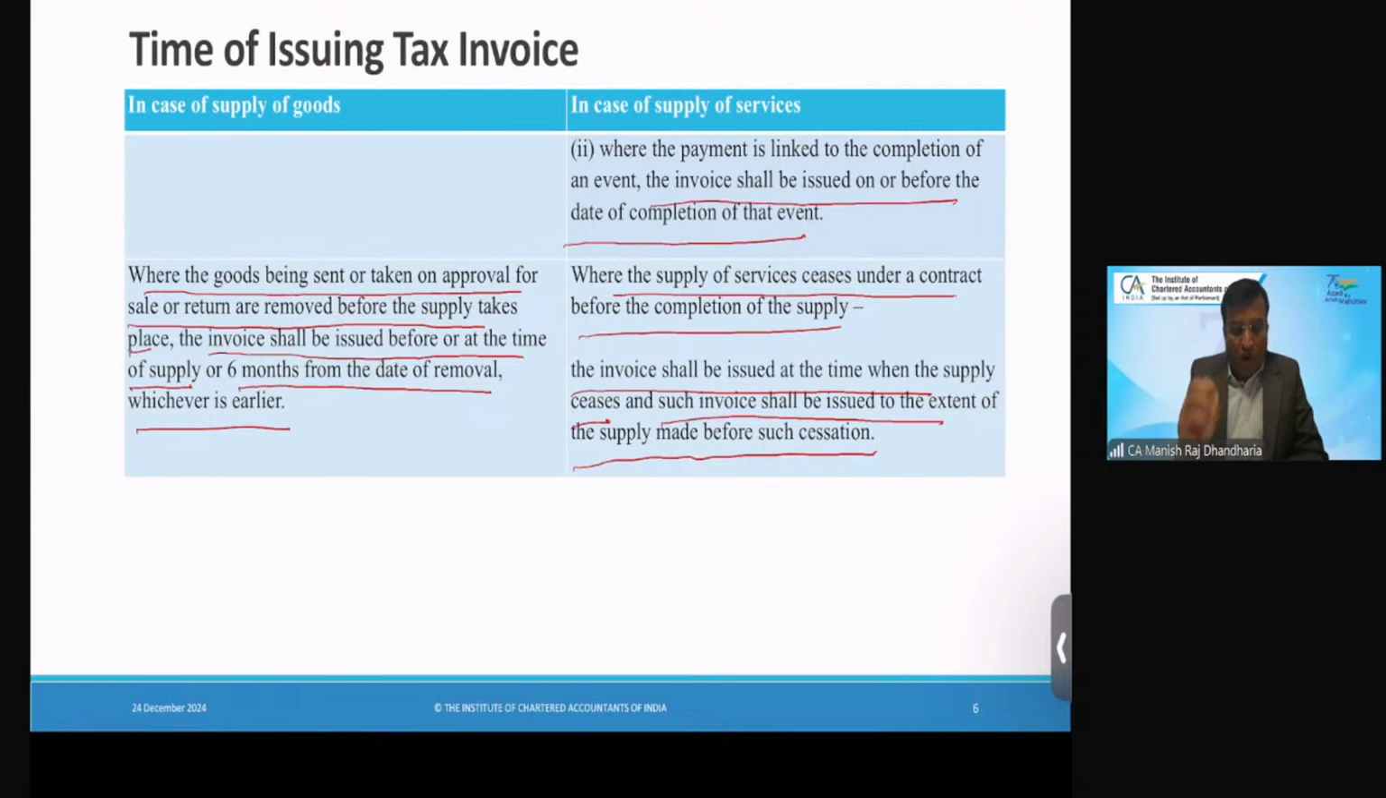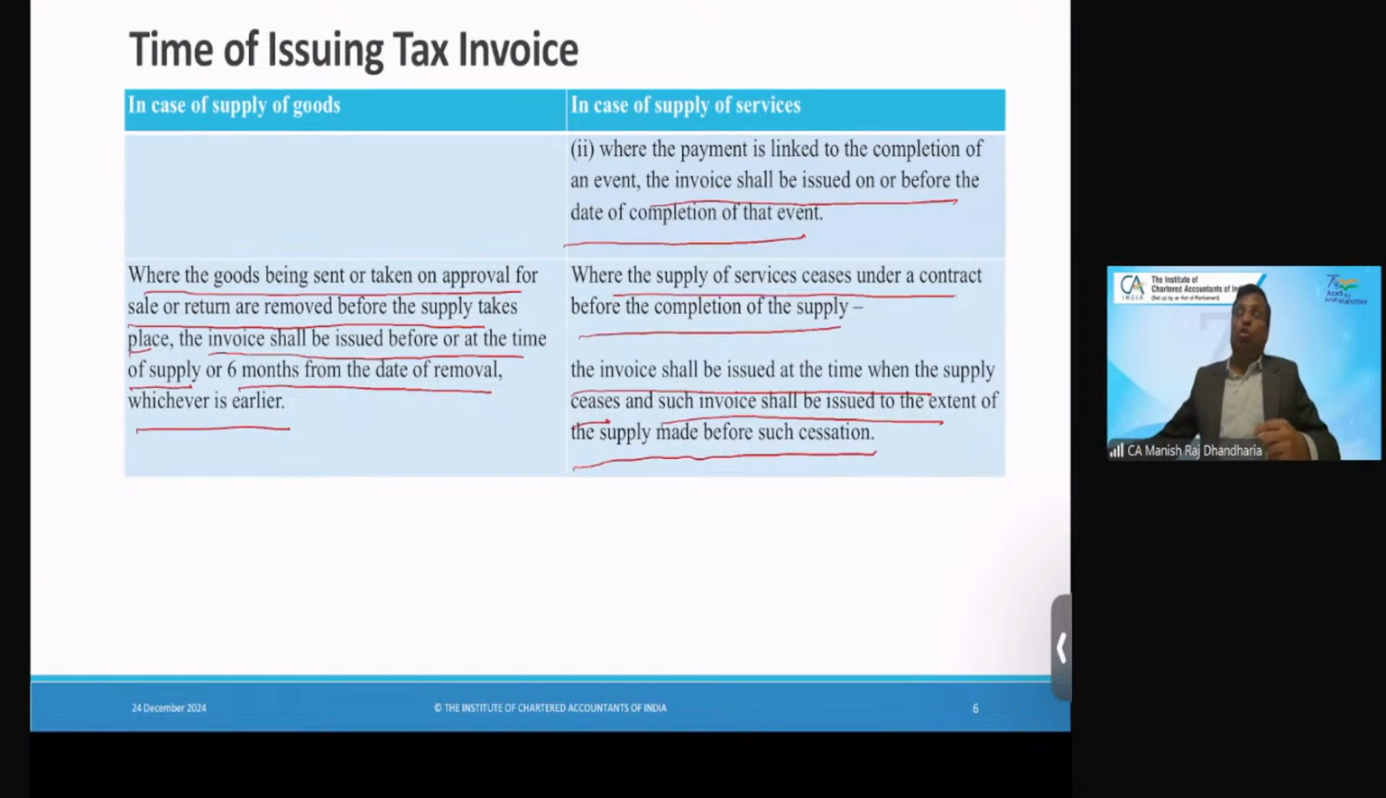If recipient is not asking for invoice, or if recipient is unregistered, then the supplier is at liberty that he can raise a consolidated invoice at the end of the day. At the end of the day सबका टोटल करके एक इनवॉइस बना सकता है.